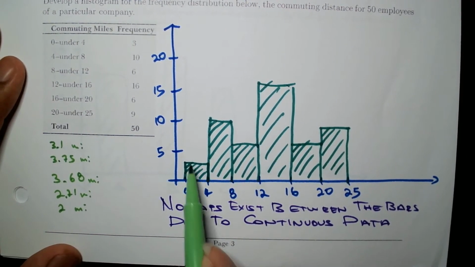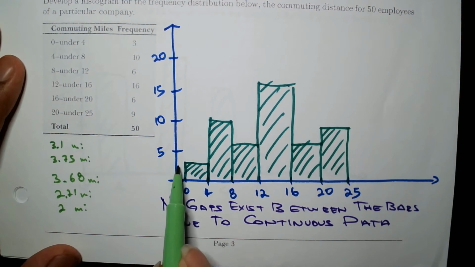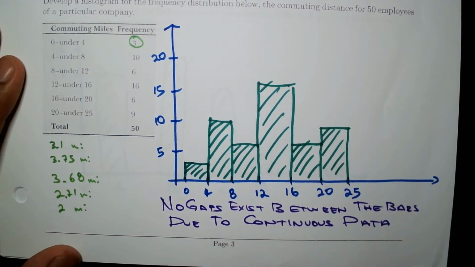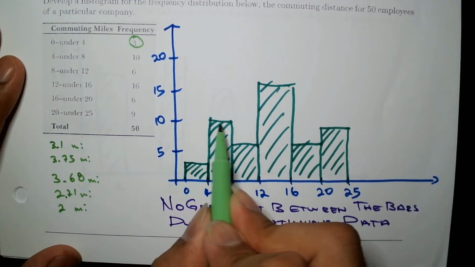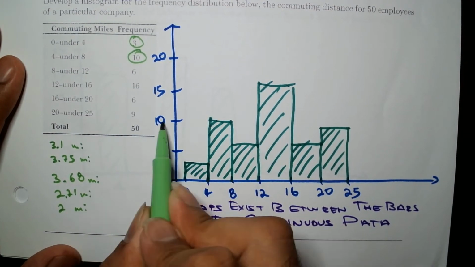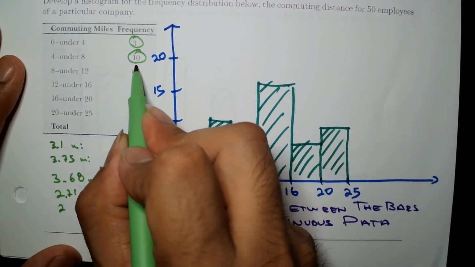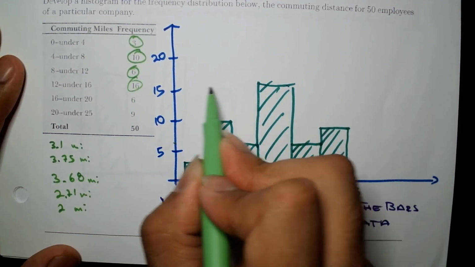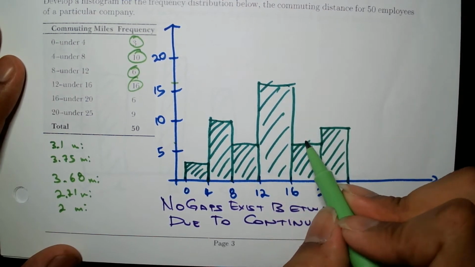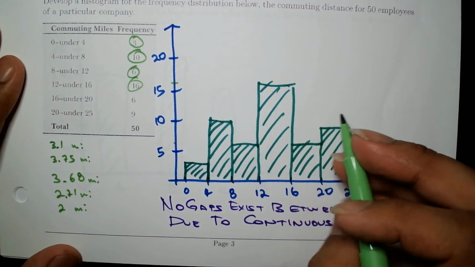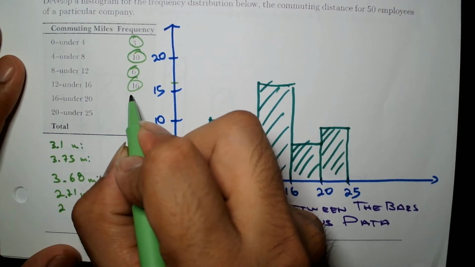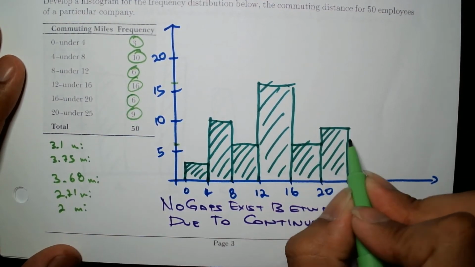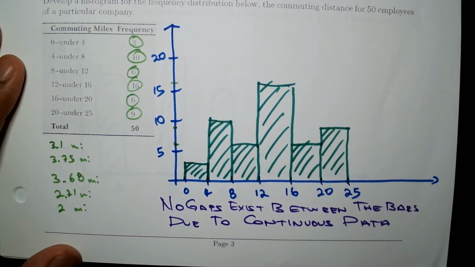And of course, the bars represent each frequency. So between 0 and 4, I need a 3 to represent the first frequency. The second bar is 10 units long, and then the third bar is 6 units long, and then 16 units tall, not long, tall is the correct term here. And then 6 again, and then finally 9.